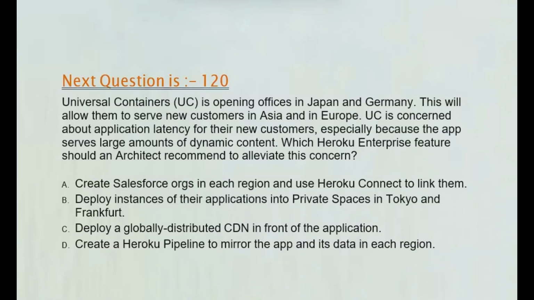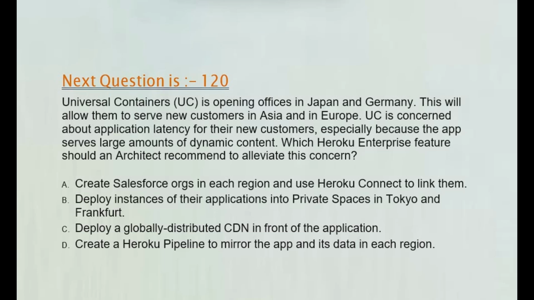Question is, Universal Containers UC is opening offices in Japan and Germany. They will allow them to serve new customers in Asia and in Europe. UC is concerned about application latency for their new customers, especially because the app server serves large amounts of dynamic content. Which Heroku enterprise features should an architect recommend to alleviate this concern?